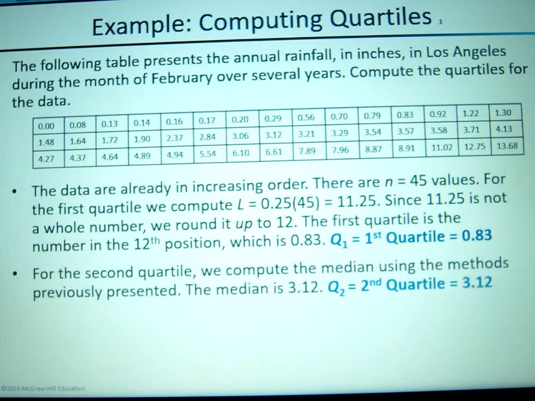The second quartile is the median. Now we know it's an odd number data set. So for the second quartile, we can just go to the center and pick the number that is in the middle. And the median is actually 3.12.